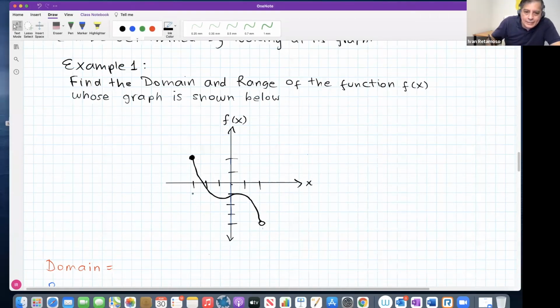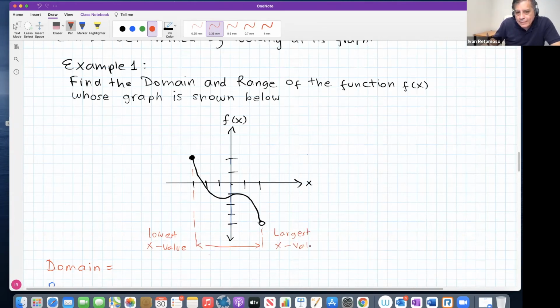If you look at this graph here, that is just this. From here to here, right? From here to here. The lowest X value here, and here the largest X value, right? Now, the lowest X value here is clearly 1, 2, 3 to the left, -3, right? The largest is 1, 2 to the right, 2.